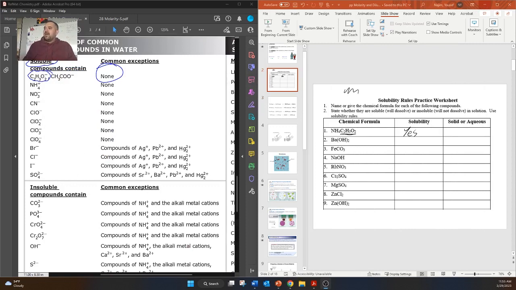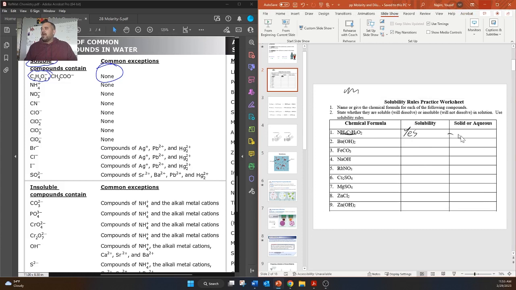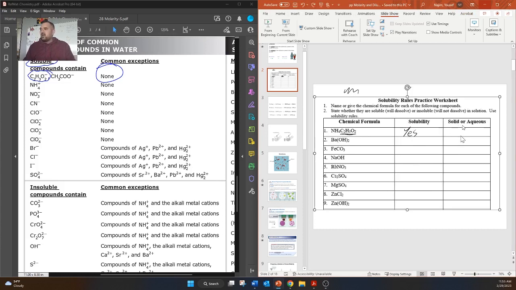So let's come back over here. We decided that this ammonium acetate solution will be soluble in water, which means it's going to dissolve in water. If it dissolves in water, is it going to form an aqueous solution or a solid within the solution? Aqueous? It's going to be aqueous. So anytime it does dissolve in the solution, it forms an aqueous solution.